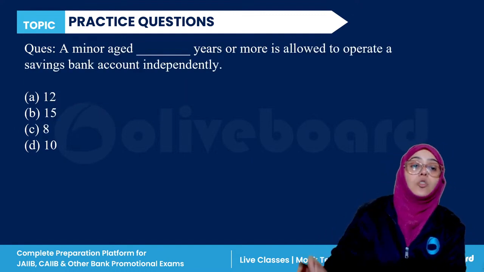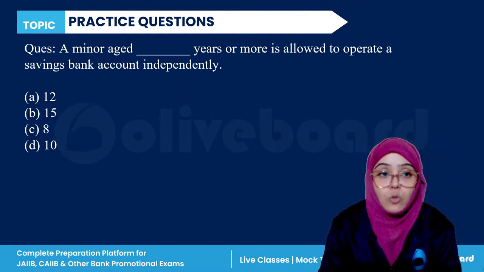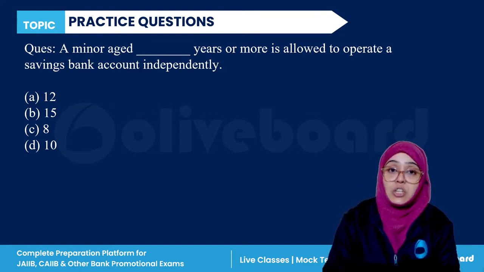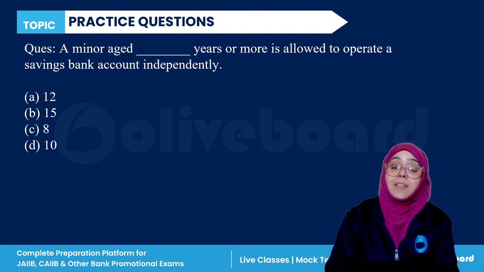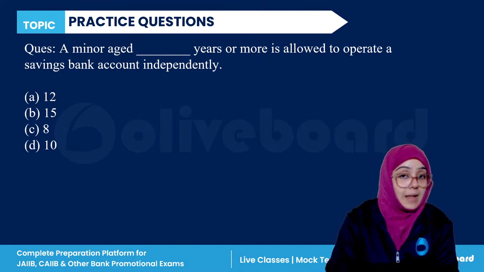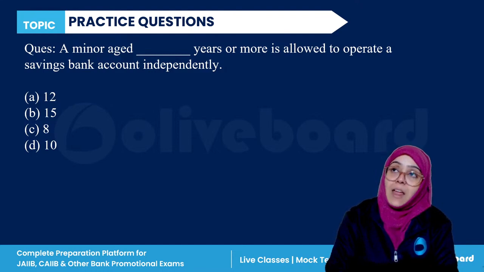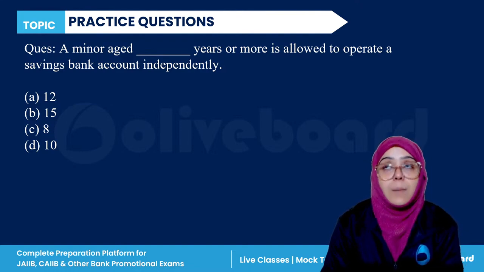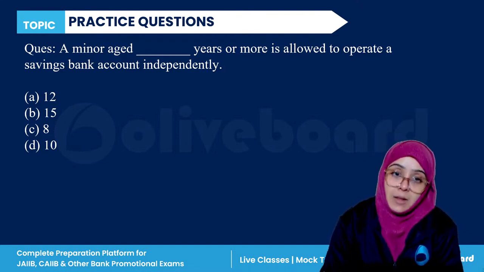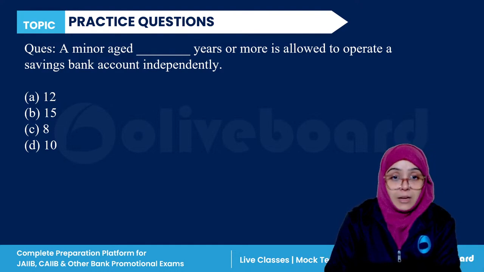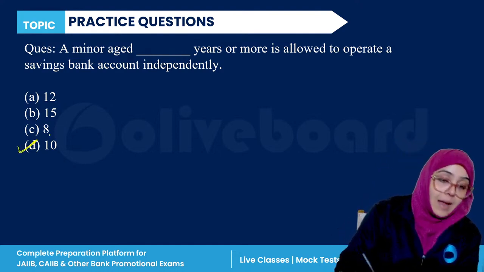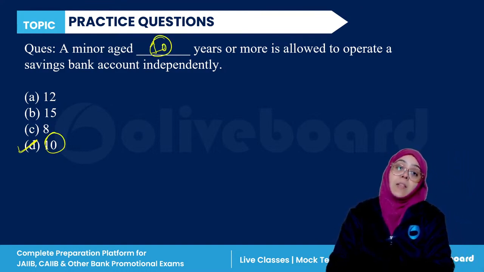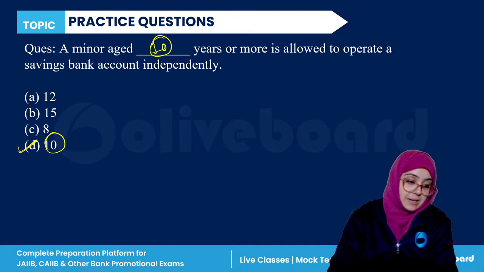Yes, C. Next question. A minor aged dash years or above is allowed to operate a savings bank account individually. There is a basic age, and over and above the basic age, the bank is allowed to fix its own age at which it allows a minor to operate the savings bank account independently. So if there is a minor aged 10 years and above, D is the correct answer. They are allowed to operate the savings bank account independently, right?